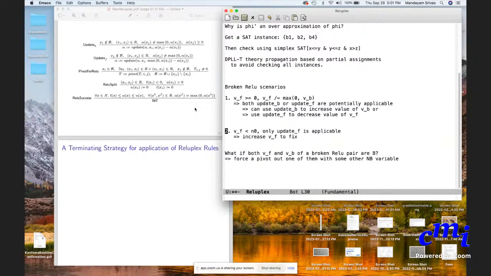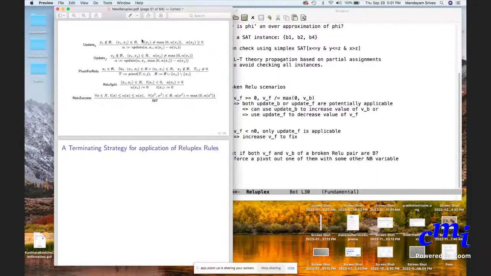But if the LP happens to assign a negative value to the output of a ReLU node, which is not permissible at all, then you can only apply update F, okay, to fix your VF.